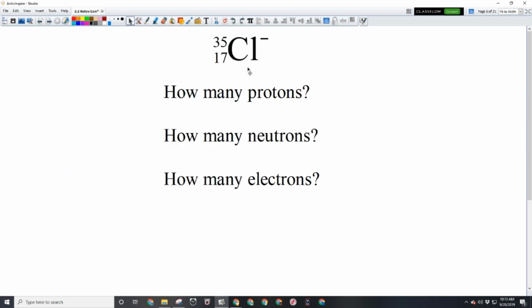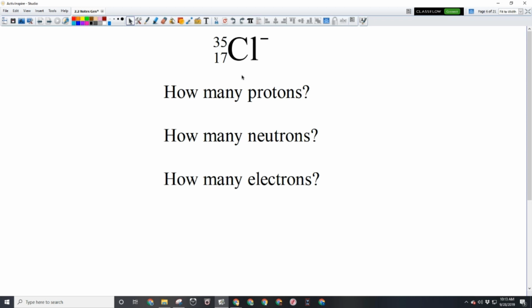So for this chlorine atom, how many protons does it have? All right, so remember, protons are the atomic number when we're looking at the isotopic notation: MAC, mass number, atomic number, and charge. So the atomic number is the number of protons. So this is 17 here for the number of protons.